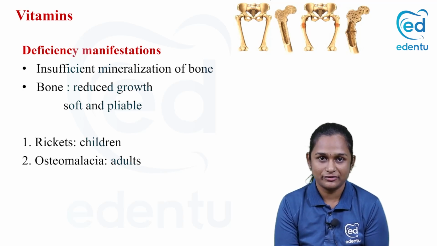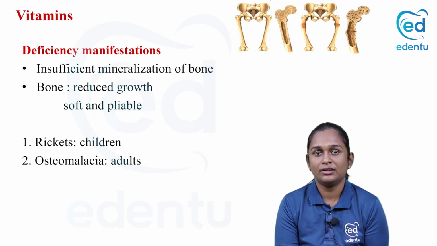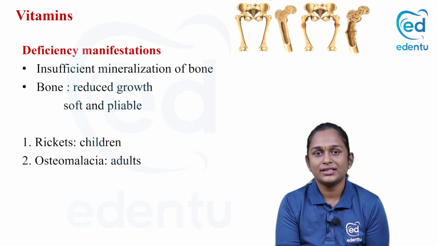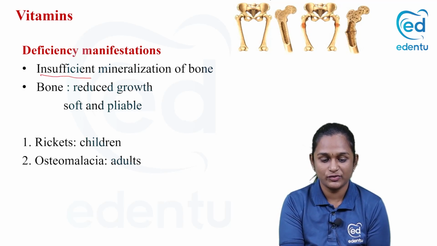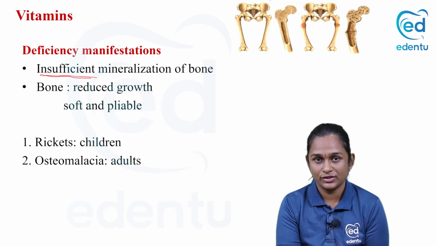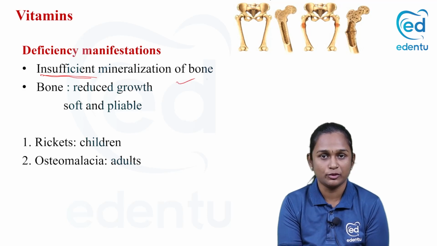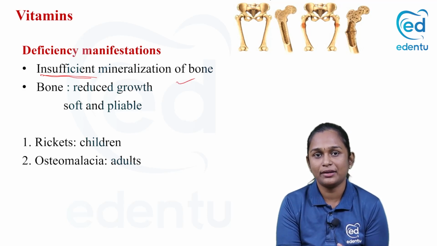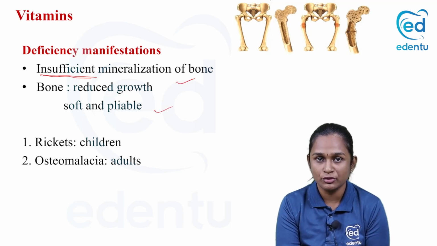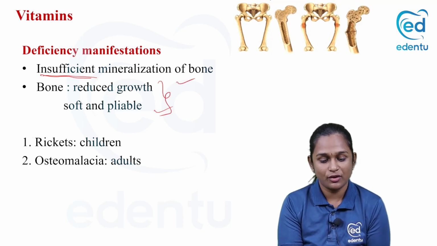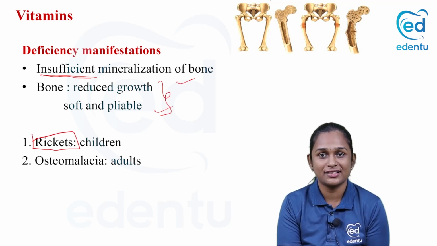So what are the deficiency manifestations? Vitamin D has a major role in absorption of calcium from the small intestine and kidney, and it helps in mineralization of the bones. Whenever vitamin D is not there in the diet or circulation, it results in insufficient mineralization of the bone, because we saw it is required for mineralization. Because of that, the bone becomes soft and pliable, and there will be reduced growth of the bone. When these manifestations are present in children, it is called rickets, because we all have studied this in our higher secondary, right?